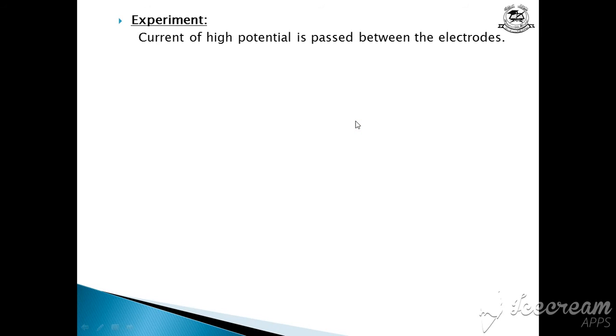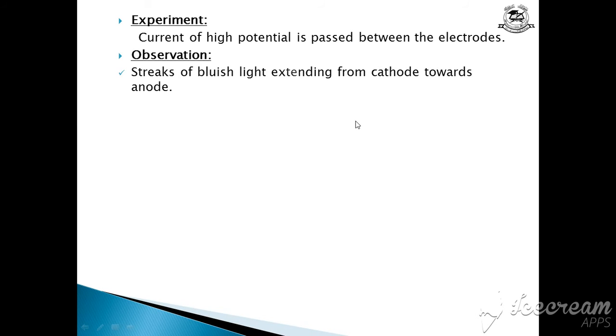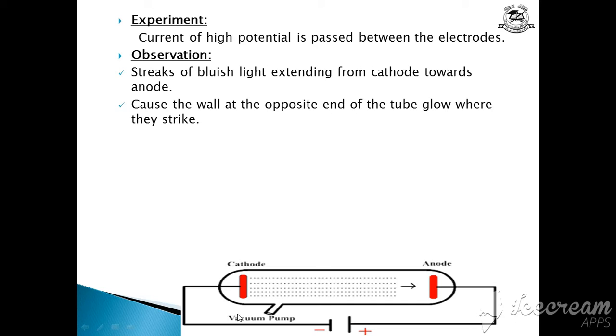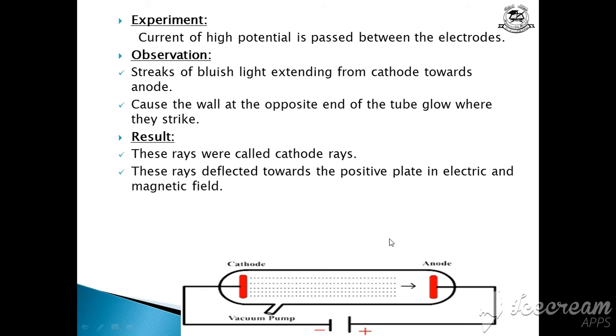What he did, current of high potential is passed between the electrodes. Then what he observed, streaks of bluish light extended from cathode towards anode. You can see here, cathode towards anode, bluish light appear, cause the wall at the opposite end of the tube to glow where they strike. They go and strike here and cause this wall to glow. What is the result? These rays were called cathode rays. Basically these rays are called cathode rays.